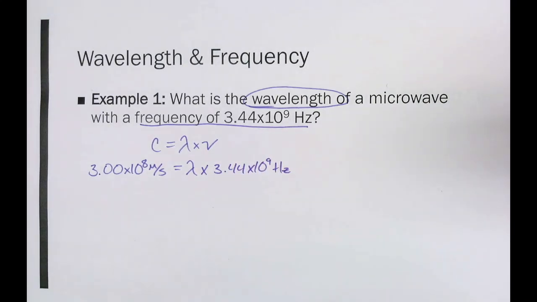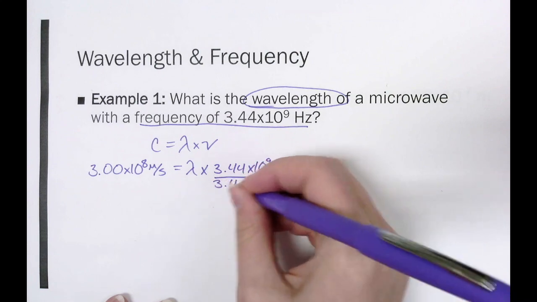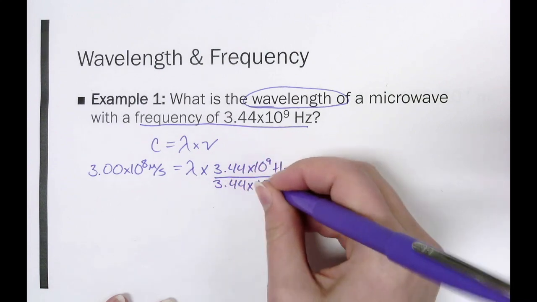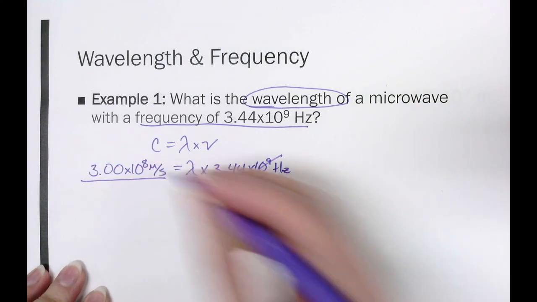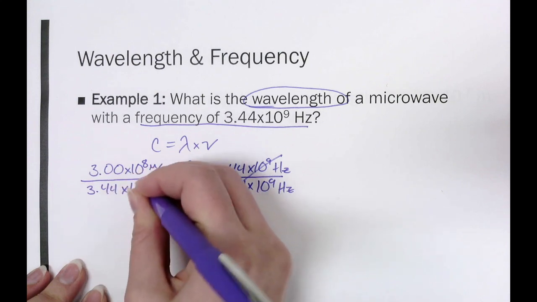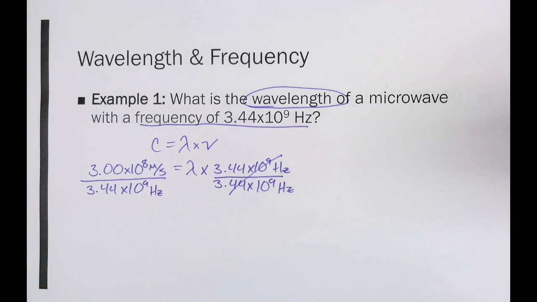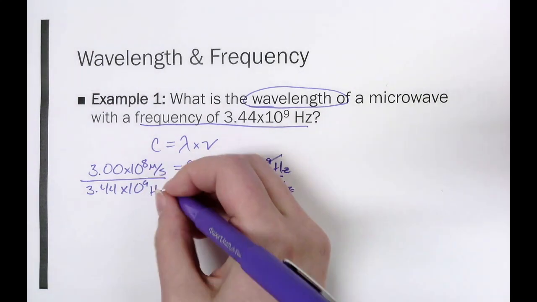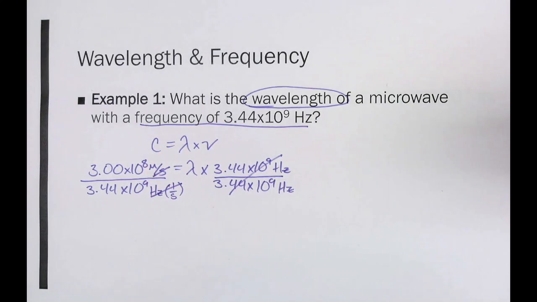Now that I have everything plugged in, it's time to do some solving. So I'm going to divide both sides of my equation by 3.44 times 10 to the 9th hertz so that I can get lambda, my wavelength, by itself. Since hertz is the same as 1 over seconds, hertz and seconds are going to cancel there. So now we just got to do a little bit of the calculation.